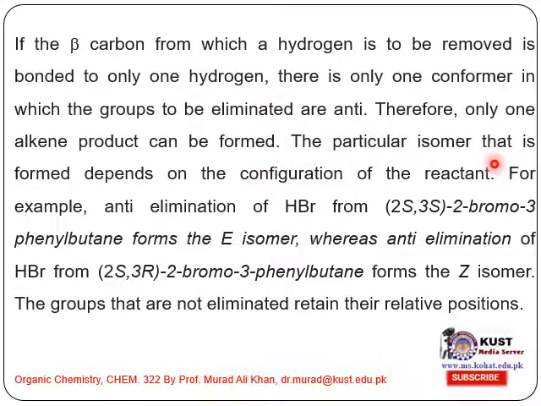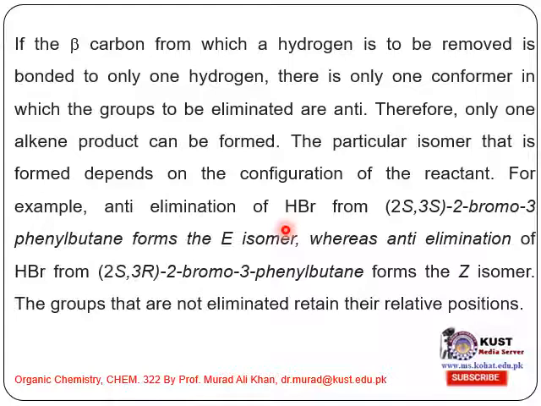The particular isomer that is formed depends on the configuration of the reactant. For example, anti-elimination of HBr from 2S,3S-2-bromo-3-phenylbutane forms the E isomer, whereas anti-elimination of HBr from 2S,3R-2-bromo-3-phenylbutane forms the Z isomer. The groups that are not eliminated retain their relative positions.